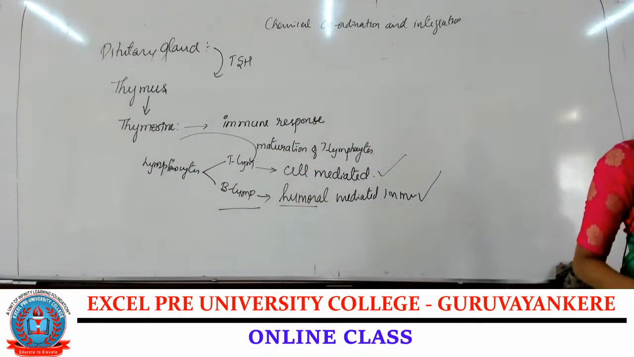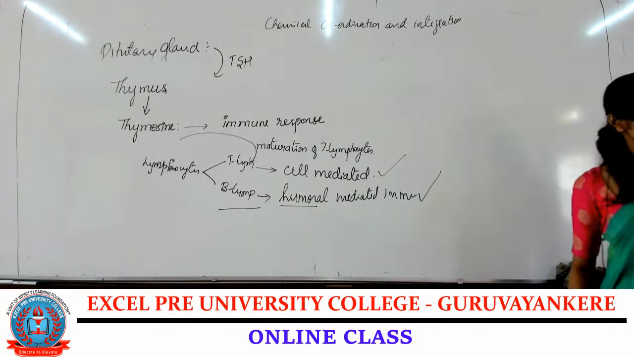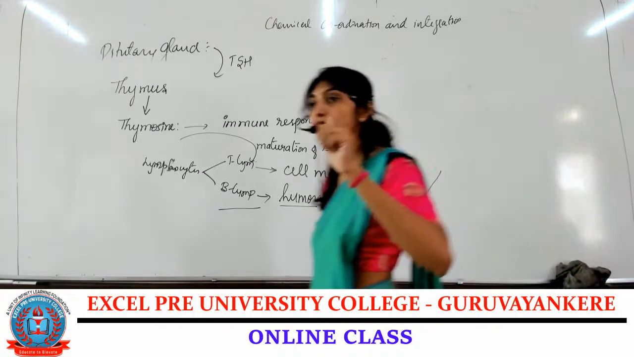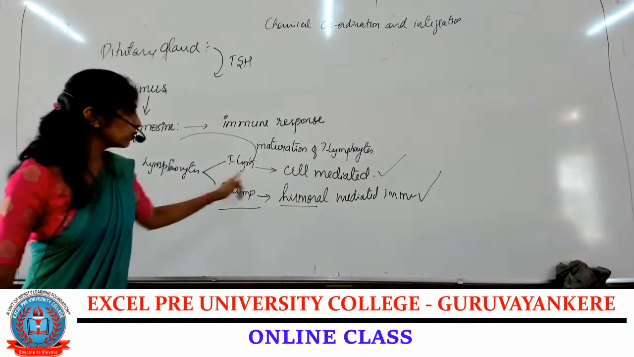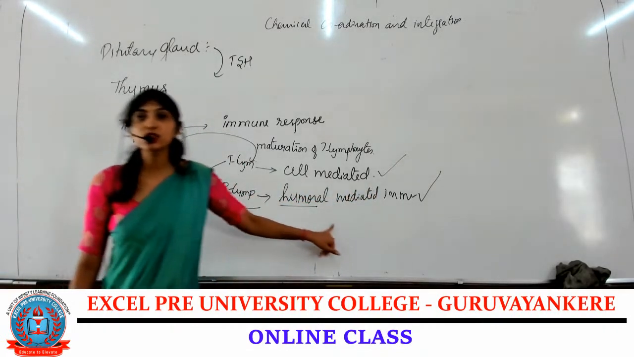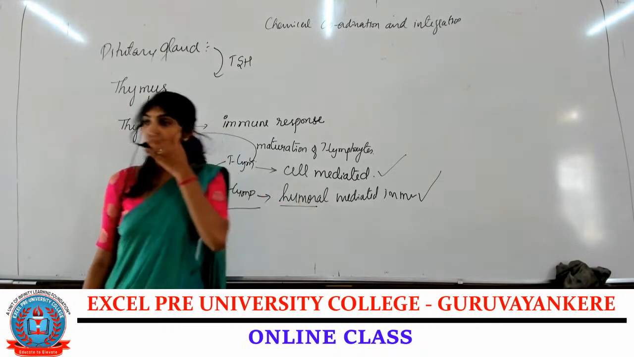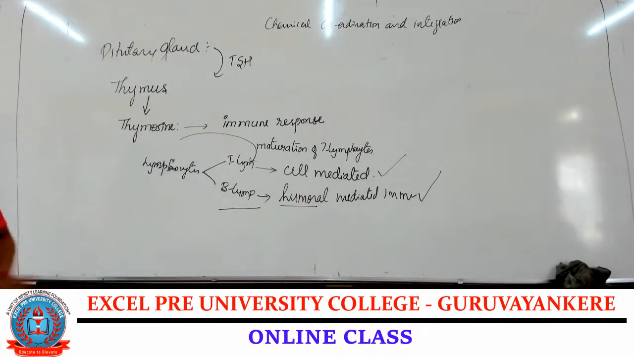Is that clear? Is that understood? It is simple, there are only two functions of thymosin. One is the maturation of T lymphocytes that leads to cell mediated immunity, and the other is the formation of B lymphocytes that leads to humoral immunity. Very simple. Thymus, where is it located?